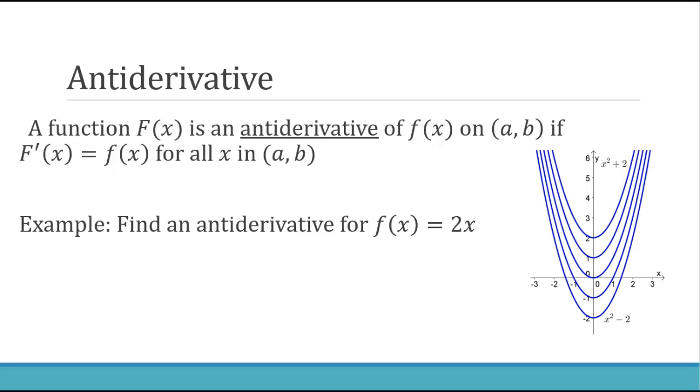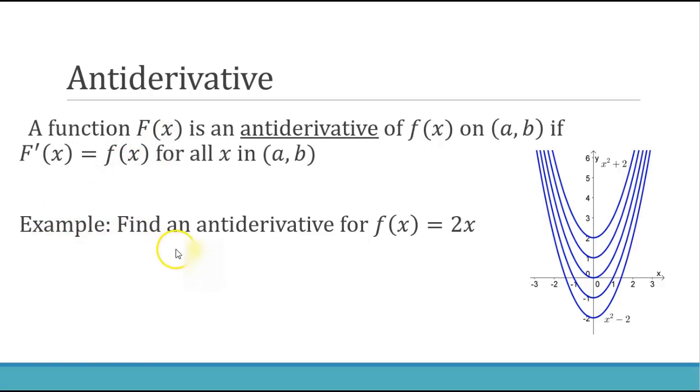Let's define what an antiderivative is. A function, big F of x, is an antiderivative of little f of x on the interval from a to b if big F prime of x equals little f of x for all x in the interval from a to b. So essentially, what we're saying is that big F of x is an antiderivative of little f of x if, when you take its derivative, you get this function little f of x.